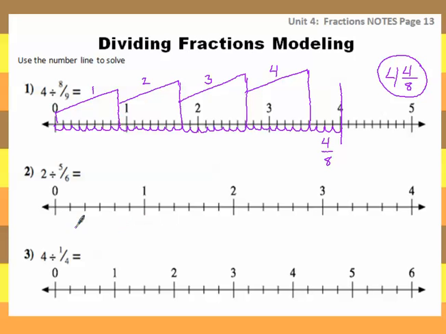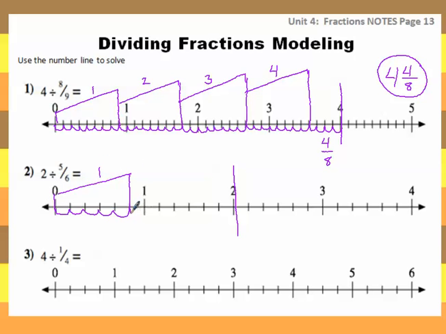Now, if I look at number 2, my whole that I'm cutting up is 2, so I'm going to draw a large vertical line at 2 so I know that's where I'm stopping. And I'm chunking it out into pieces that are 5/6 large. So it's already cut for you into 6 pieces. I need to count 5. 1, 2, 3, 4, 5. So there's the first one. That's your first whole.